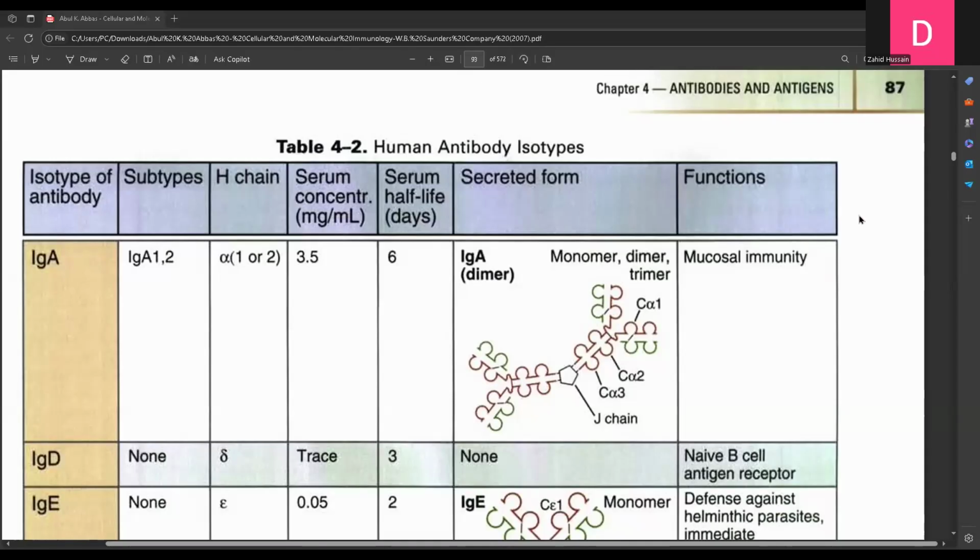Hello, students. So today we will discuss antibodies, their structure, their function, and their types.